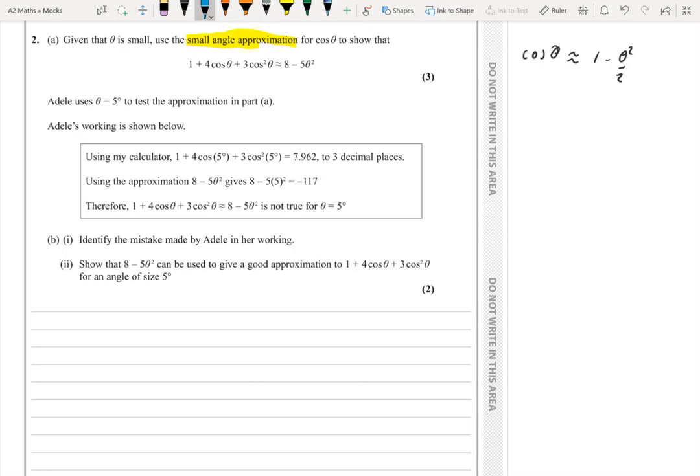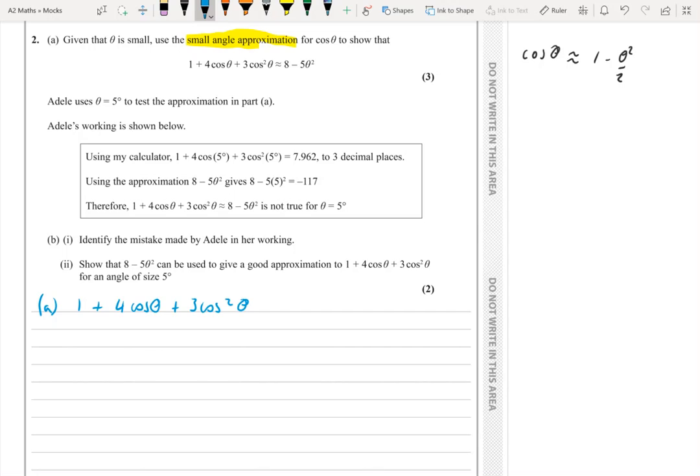Show that quadratic in cosine is approximately equal to 8 minus 5 theta squared. Okay, so let's just start doing that straight away. We have to start with the left-hand side. We start with 1 plus 4 cos theta plus 3 cos squared theta. That's what I might call the exact function.